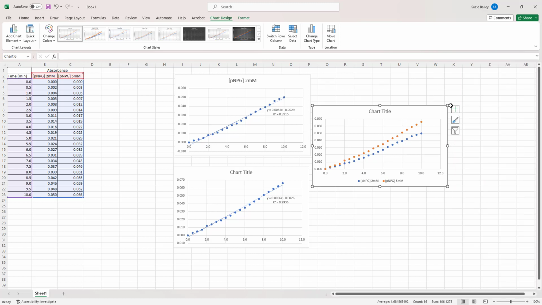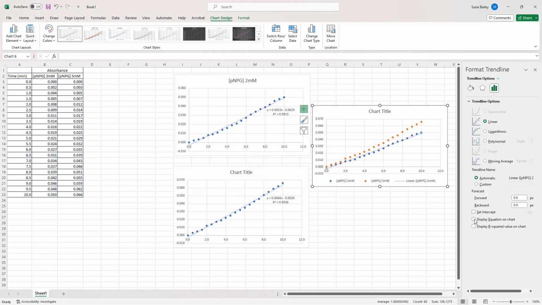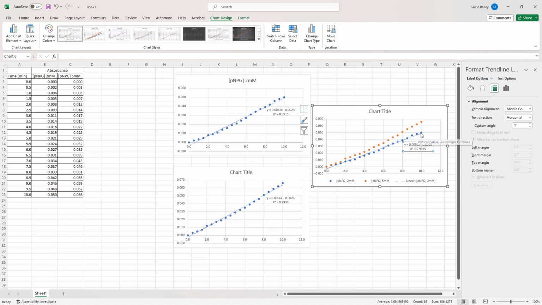Now we're going to follow exactly the same steps to add our trend lines and get our equations of the line. The only difference here is that we're going to have to tell Excel one by one which data series we want it to plot. And so here we're telling Excel to plot the trend line for the 2 millimolar substrate concentration data first. And here we have the options to display the equation on the chart and also display the R squared value. And so that's this lower concentration with the data points in blue.